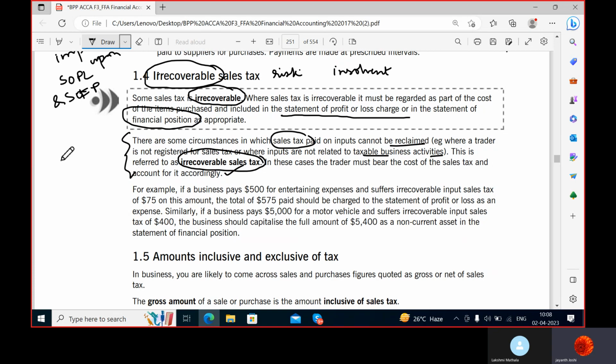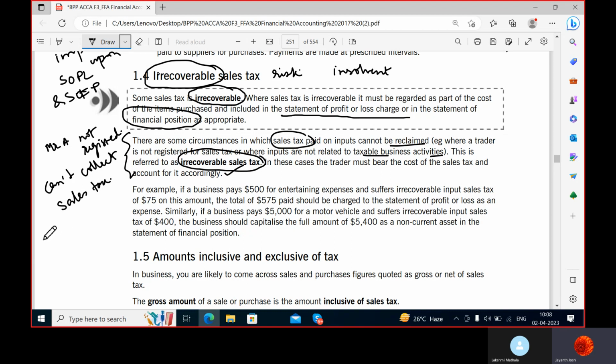So what is this paragraph trying to say to us? That the person, Mr. A, is the business person. He is not registered. Okay. So when he is not a registered trader, he can't collect sales tax. Okay.